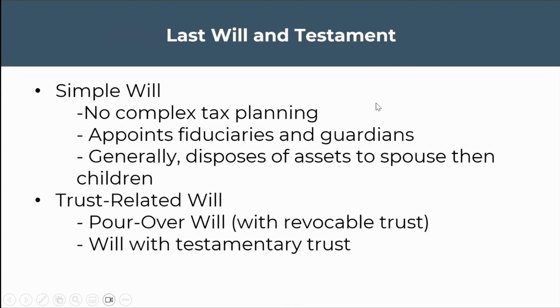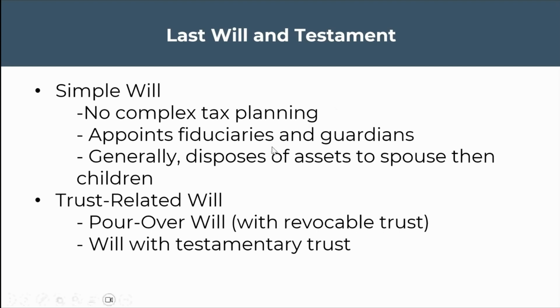So again, simple wills don't really have any tax planning involved in them. They just appoint fiduciaries and guardians, and they typically dispose of assets to your spouse and then to the children, or to whoever your residuary heirs are. Could be nieces, nephews, things like that.